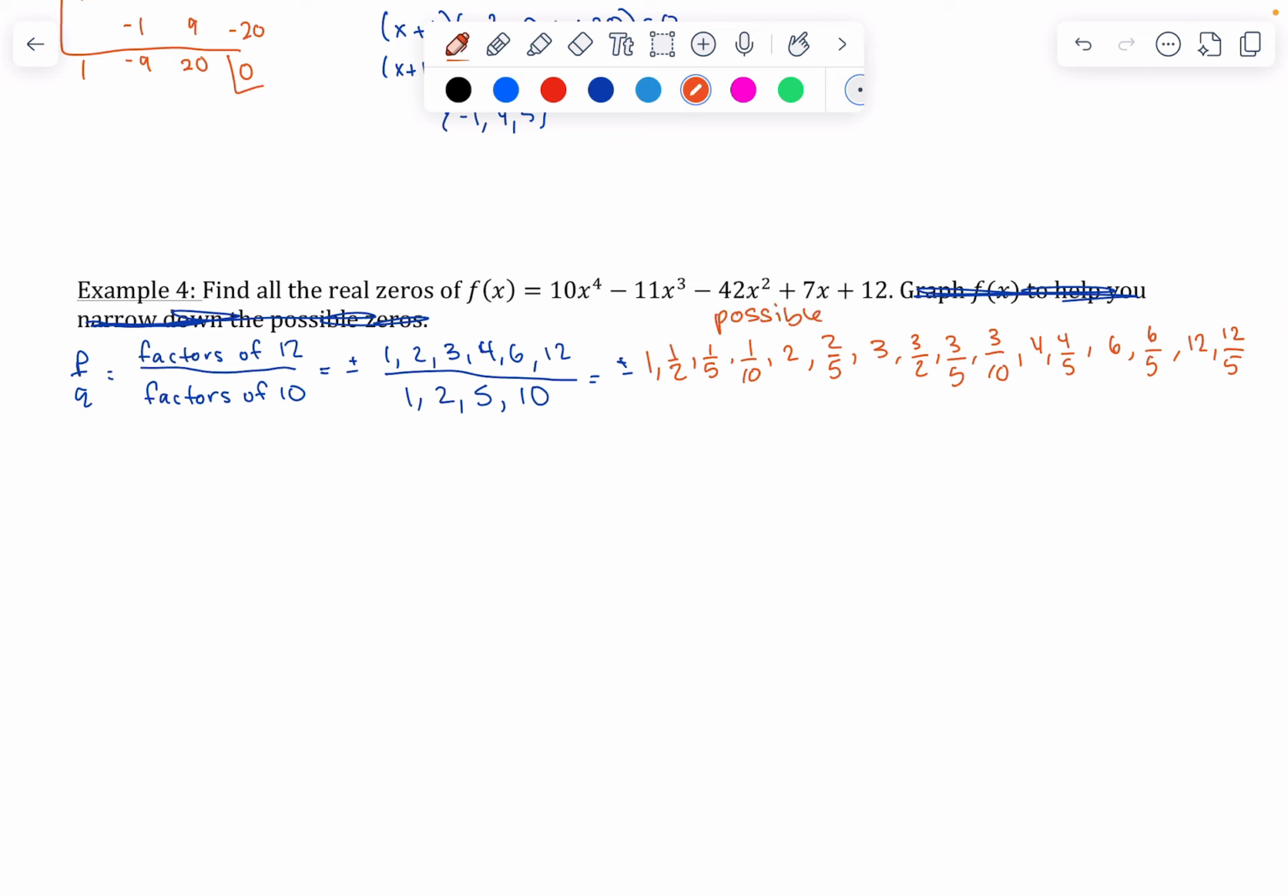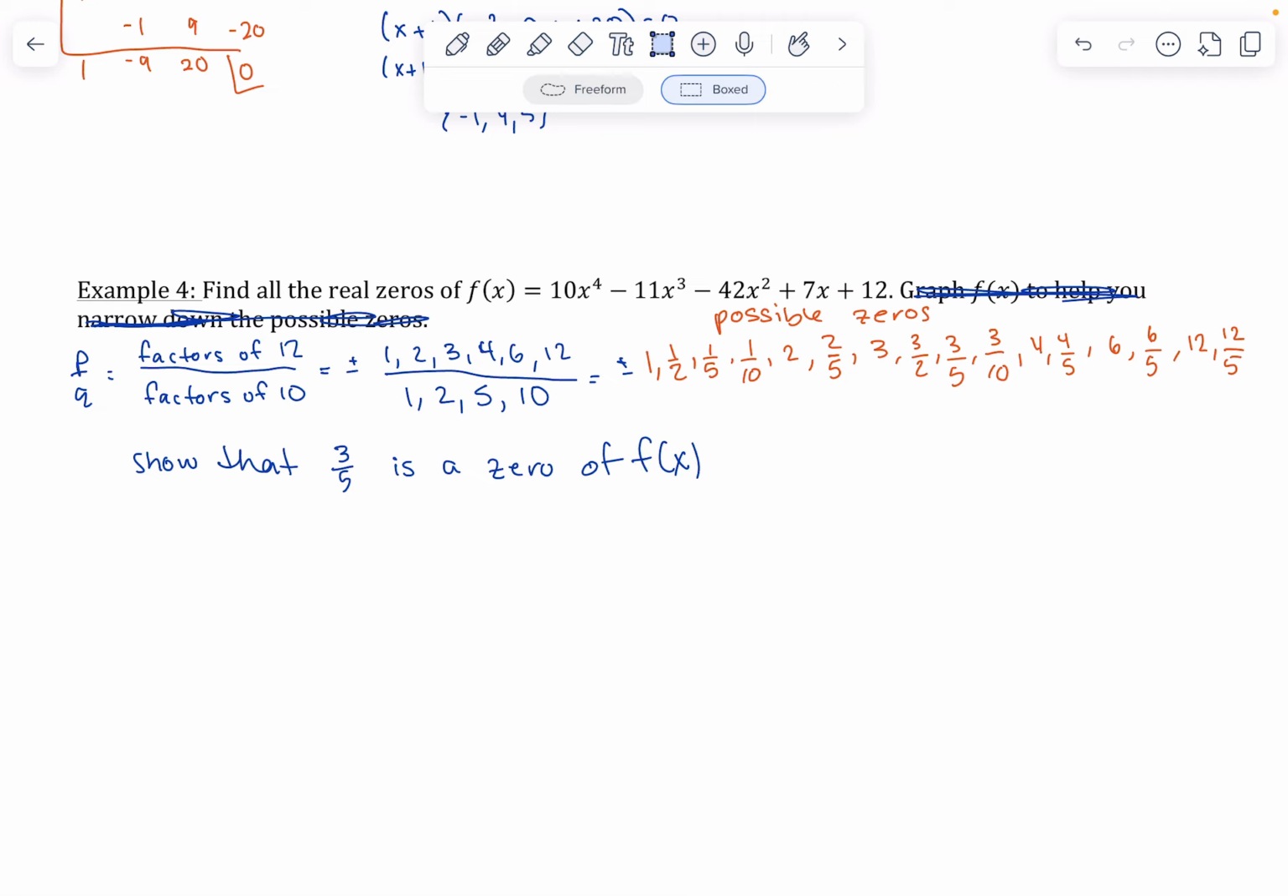Okay, now obviously that's a lot to check, and some of them are going to be really annoying because they're fractions. So I would never give you a problem like this on a test or quiz because it would take you probably 30 minutes to actually do the problem. I would probably say something like, show that 3 fifths is a zero of f of x. I would do something like that, okay? So that's exactly what I'm going to do. Show that 3 fifths is a zero of f of x. So that's what we're going to start with.